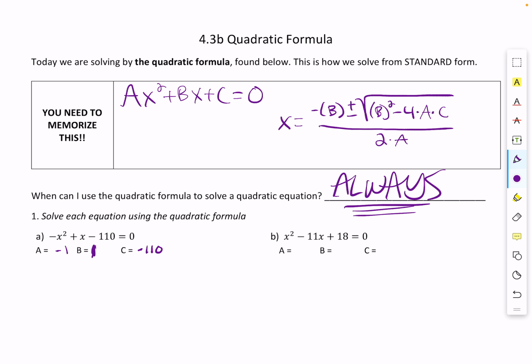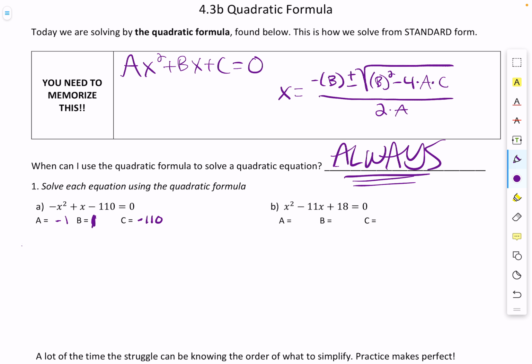Okay, now what I'm going to do is my setup. So x equals -b plus or minus. I'm not doing any simplifying. The simplifying on this is pretty tricky. So right now, all I'm doing is setting up, putting my a, my b, and my c into my equation. Wherever in my equation there was a b, I put 1. Wherever there was an a, I put -1, and wherever there was a c, I put -110.